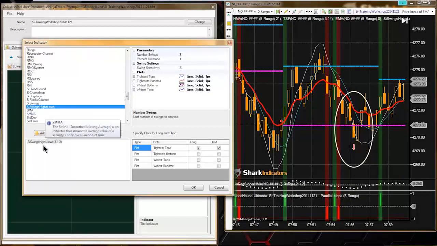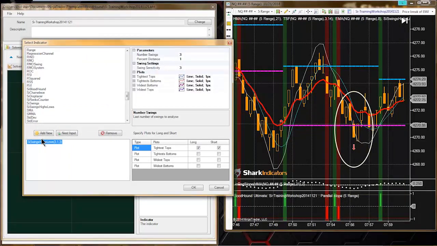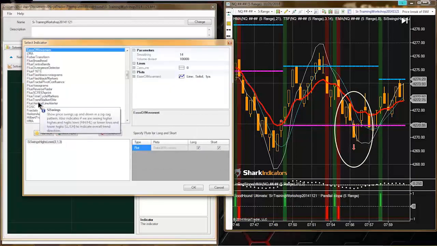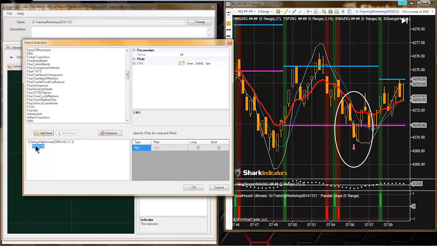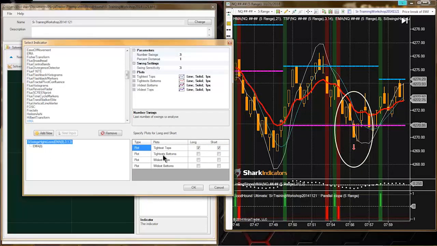There we go. And then the next step is to nest the EMA into it. Just as I did on the chart, we also need to nest our EMA into that. And let's change the period to an 8 period. The EMA only has 1 plot, so we don't have to worry about that. But the swing highs lows has 4 plot lines, so we need to set these up.